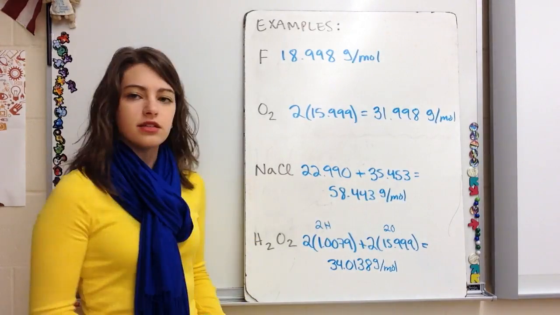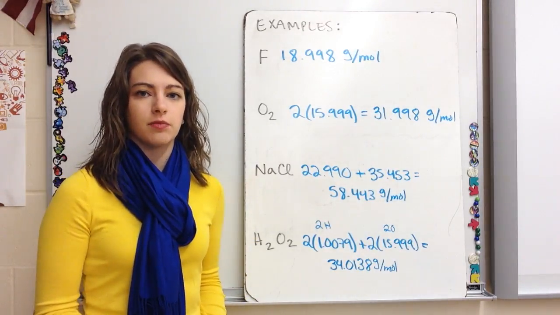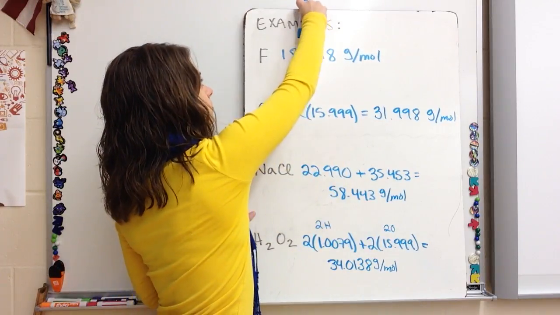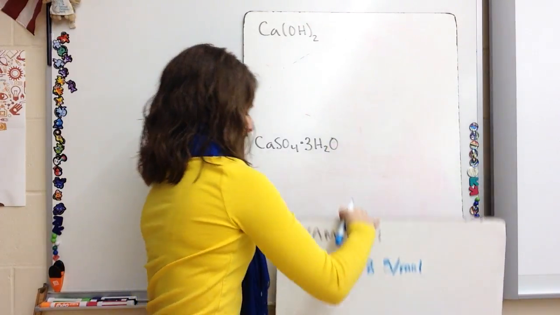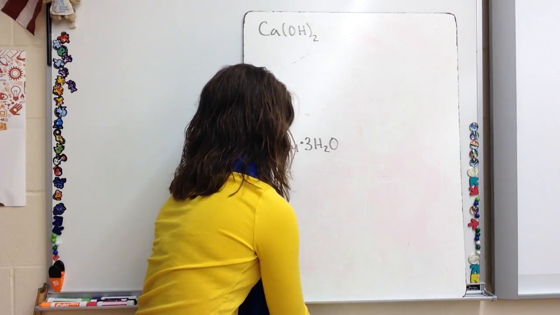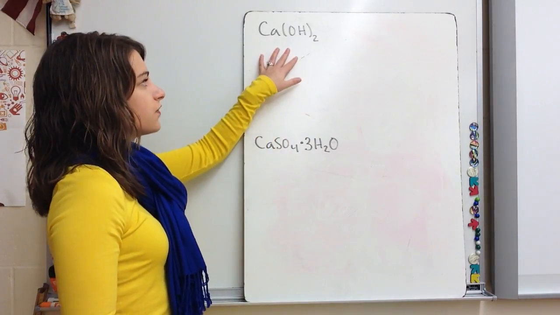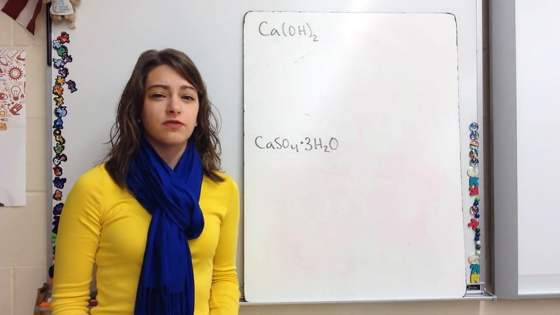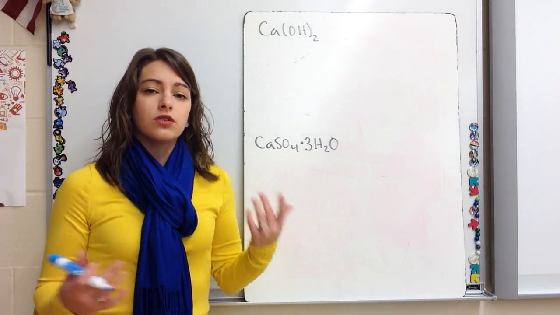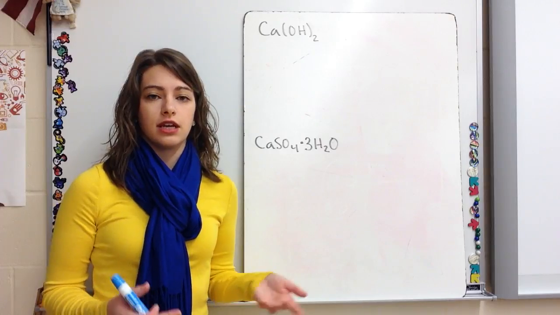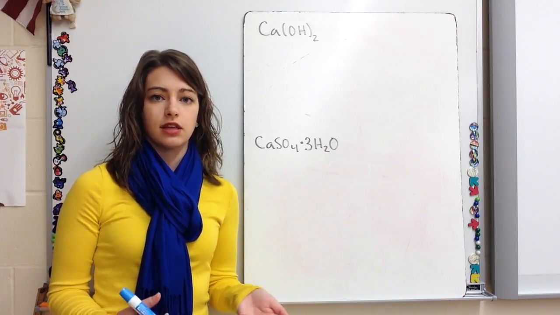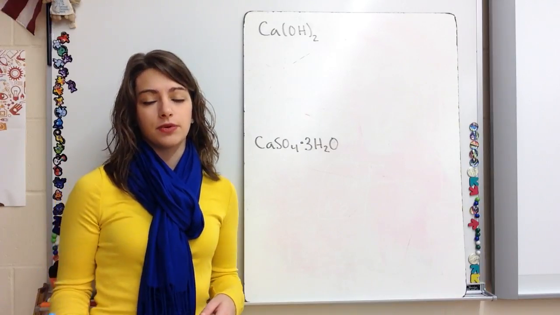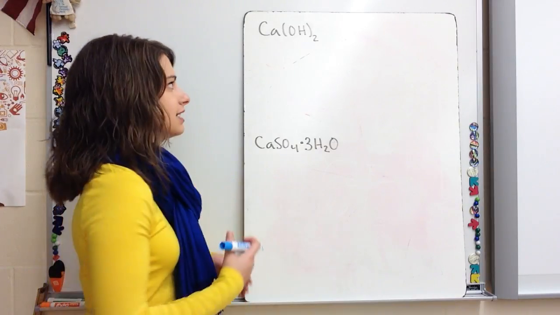So these are all relatively straightforward. Let's look at 2 examples that are just a little bit more complicated. Okay, so for this example, we have calcium hydroxide. So this formula looks a little bit different because we have parentheses. So parentheses do similar things in chemistry and formulas that they do when we think about parentheses in math class. So what's on the outside of the parentheses applies to everything inside.